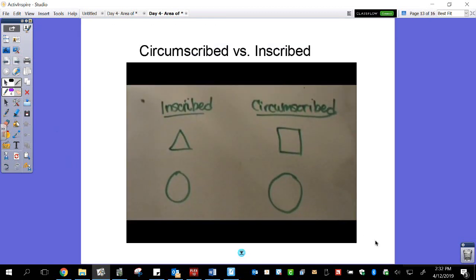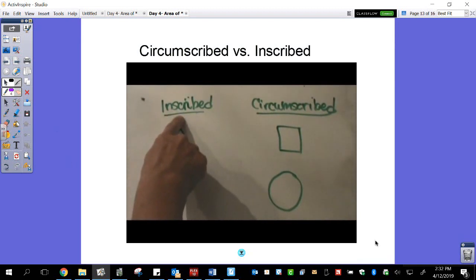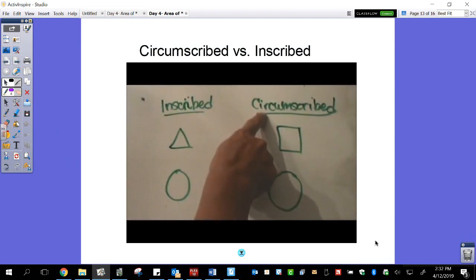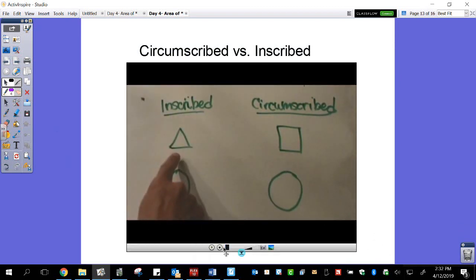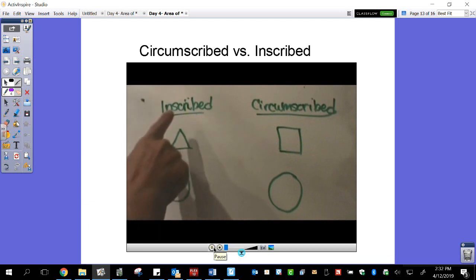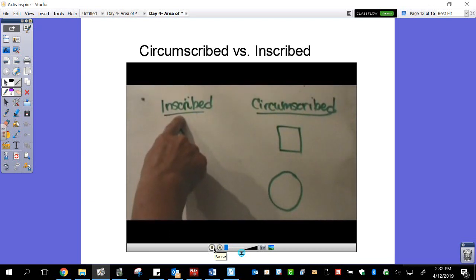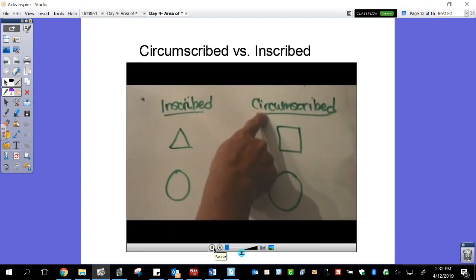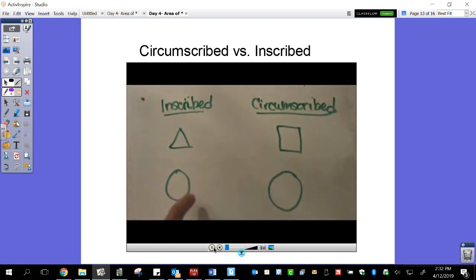Hi, welcome to Moo Moo Math. Today we're going to look at the difference between what inscribed means and what circumscribed means when we're talking about polygons and circles.